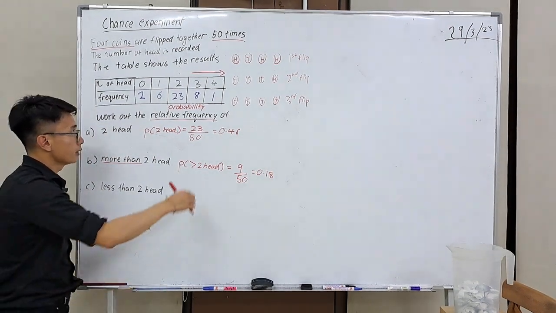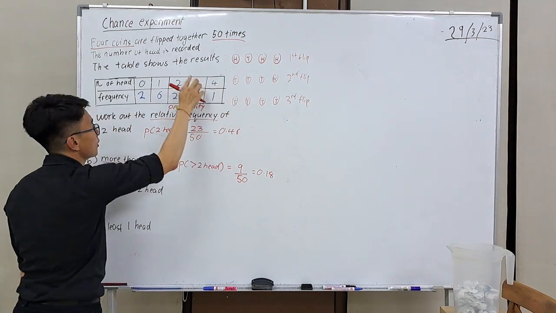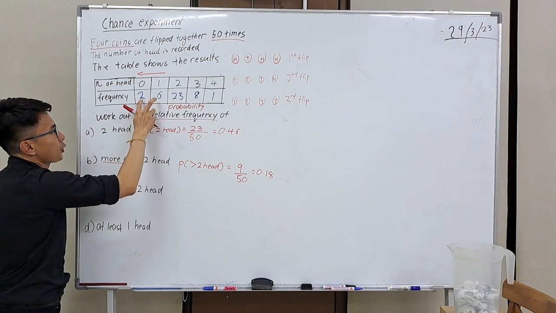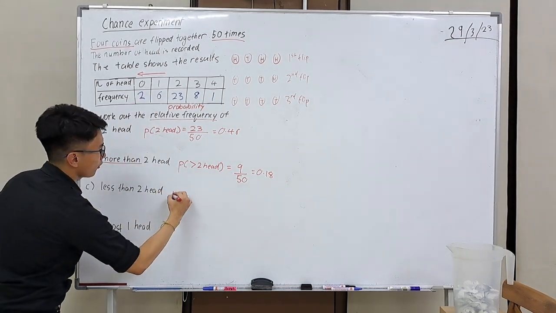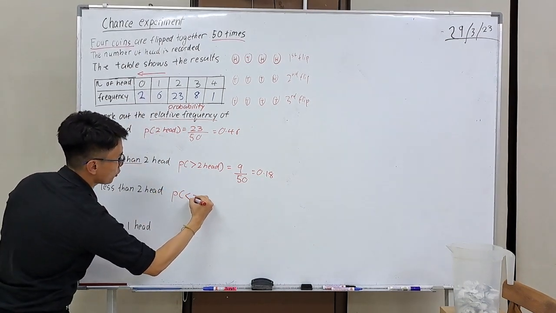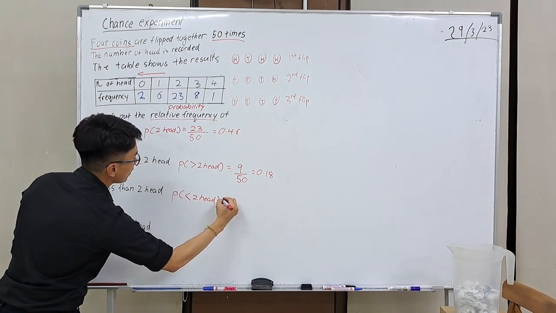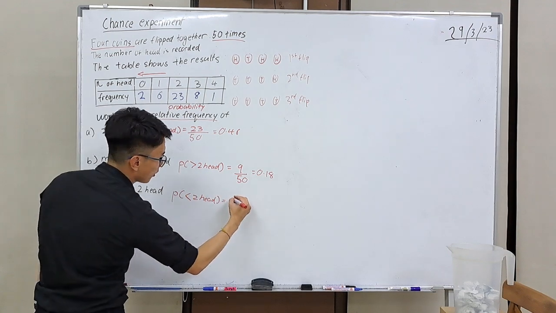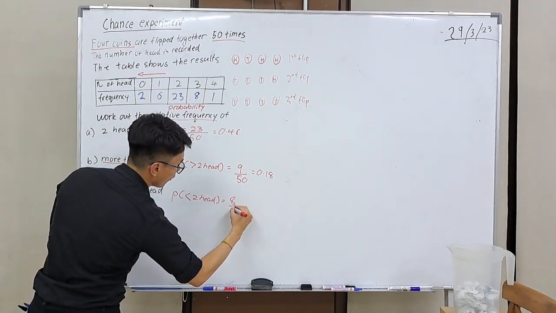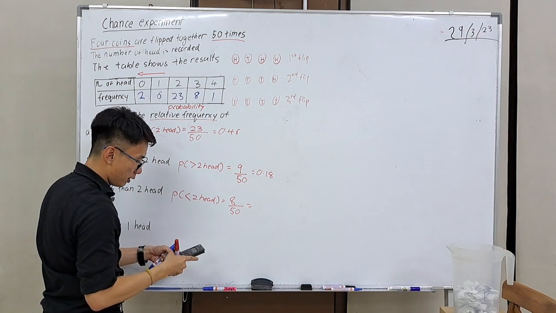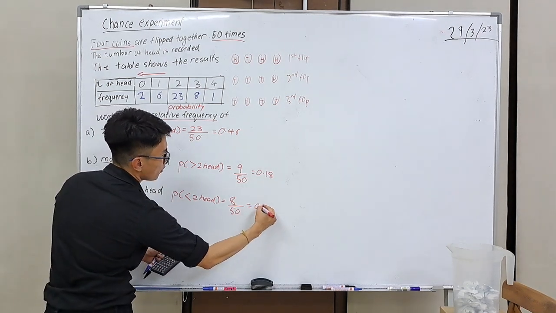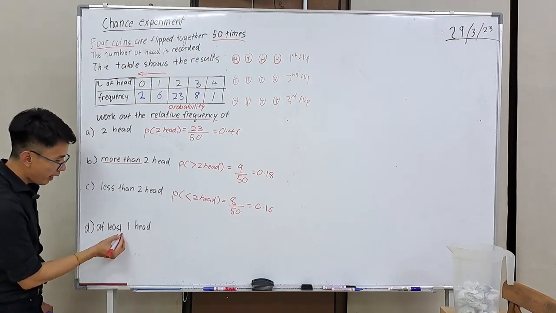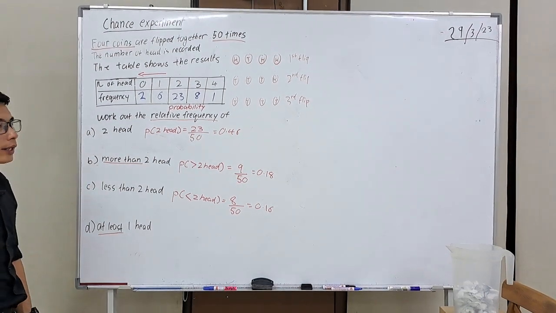Less than 2 heads. This time, it's going to be this one over here, where I'm interested in these two numbers. So the probability that I will get less than 2 heads is 2 plus 6, which gives me 8, the number of times, so 8 out of 50 times. That's going to be 0.16.